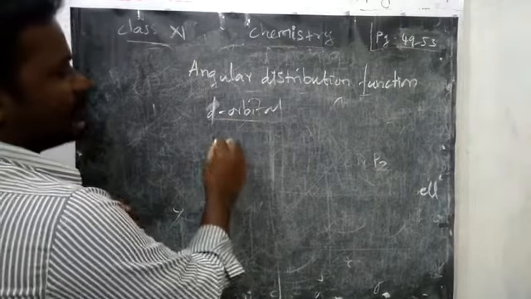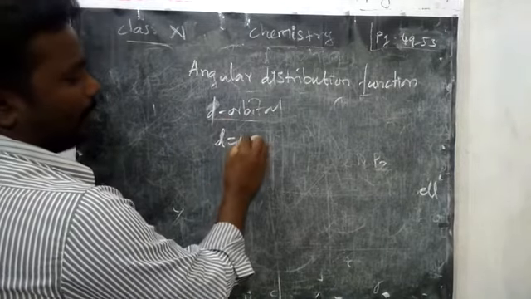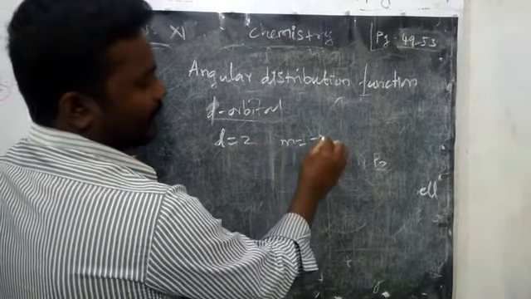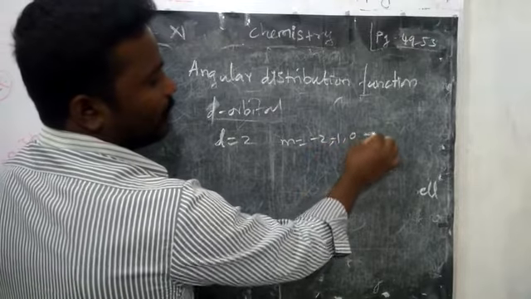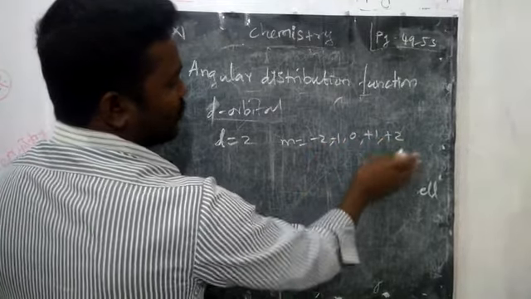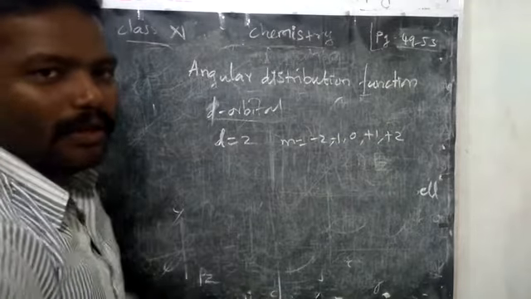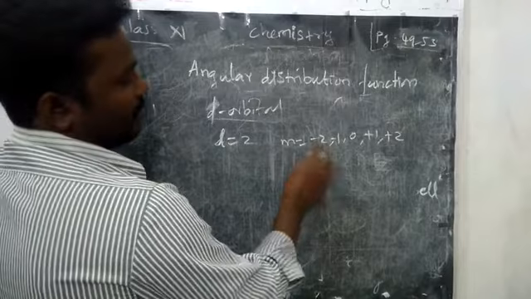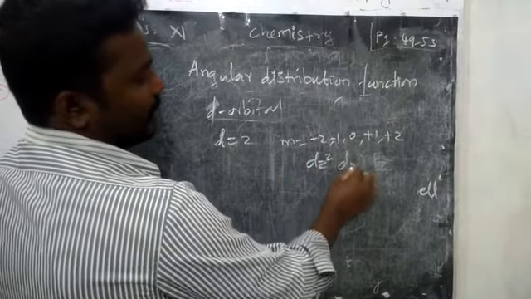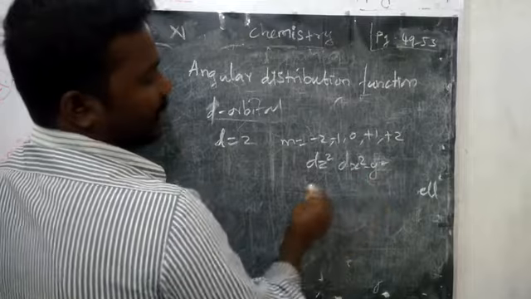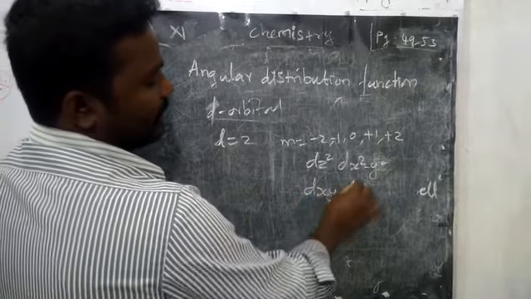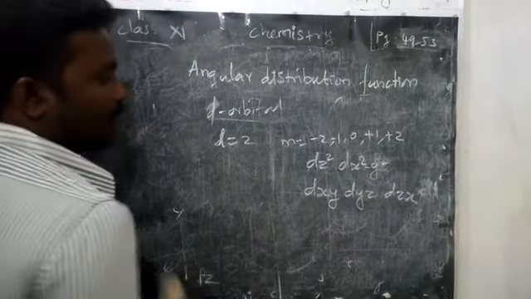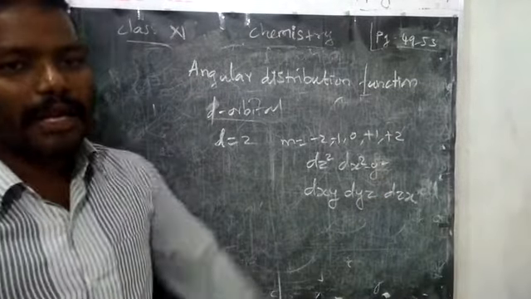So d orbital means what is the L value? L value is important: 2. So L value 2 means m value minus 2, minus 1, 0, plus 1, plus 2. So how many orientations are possible? 5 arrangements. Okay, what are they? dz square, dx square minus y square, dxy, dyz, dzx. These are the 5 orientations of d orbital.